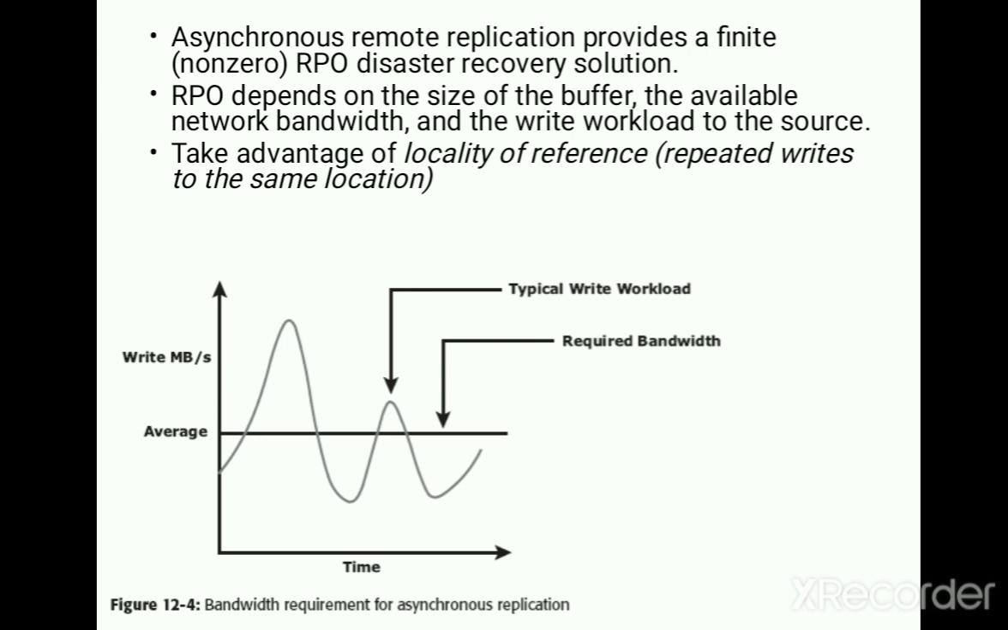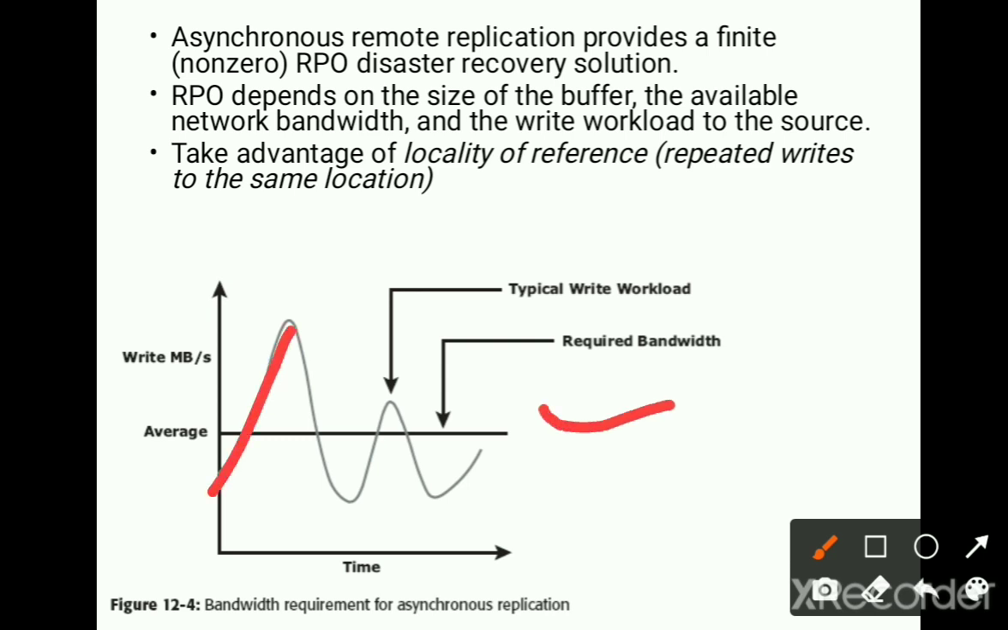So through this one, it is going to take the advantage, and it is not going to write the multiple data. That means repeated writes are being avoided. Now if you check the diagram in this one, you can see this is the average, that is the required bandwidth. Whatever the data is there, it is being moved, that means the workload is being taken.